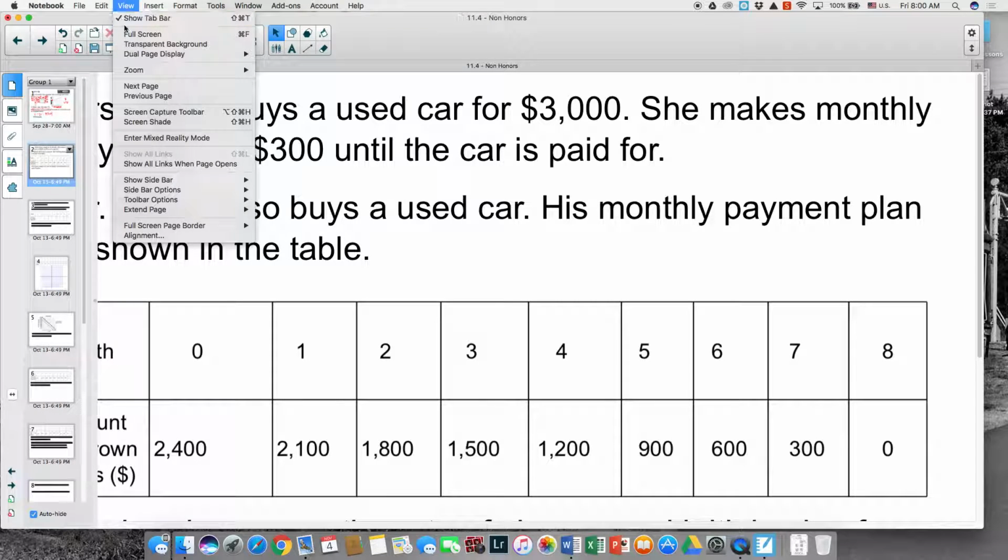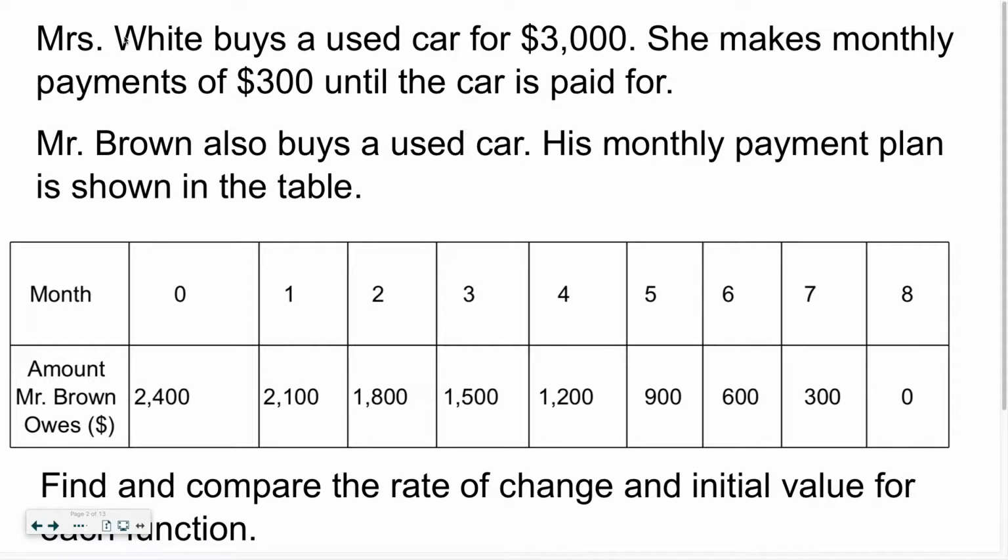Okay, so we're comparing functions again, similar to yesterday. Today we have Mrs. White, who buys a used car for $3,000. She makes monthly payments of $300 until the car is paid for. And then we have Mr. Brown. He also bought a used car, and his monthly payment plan is shown in this table. So what we're going to do today is find the rate of change and the initial values for each of these two different functions.